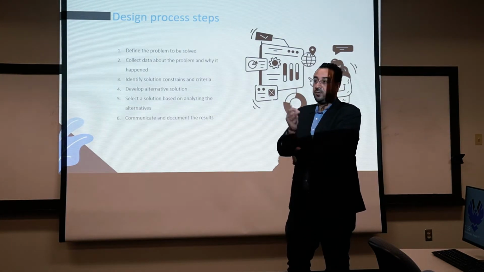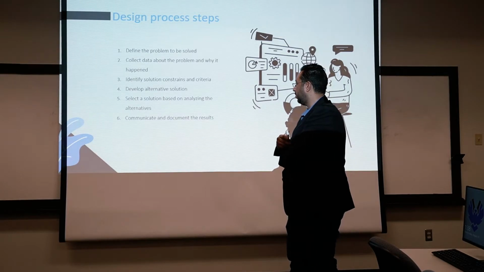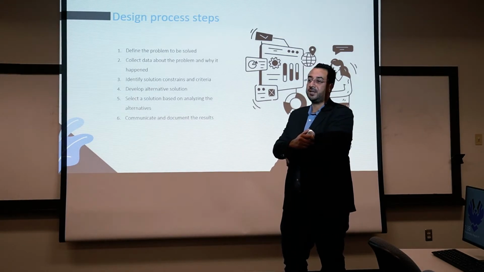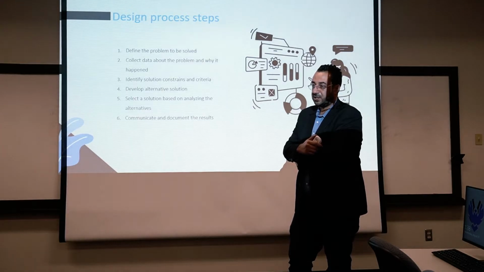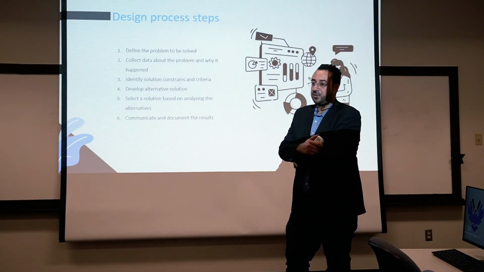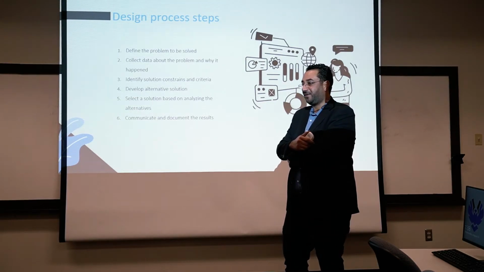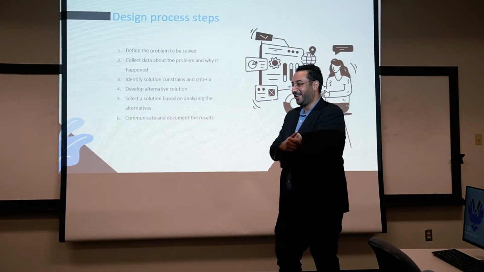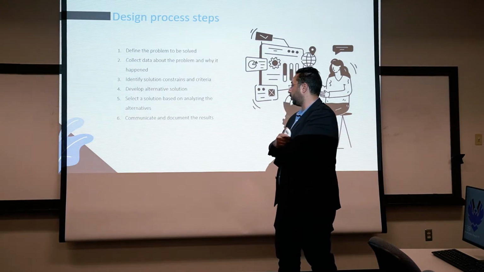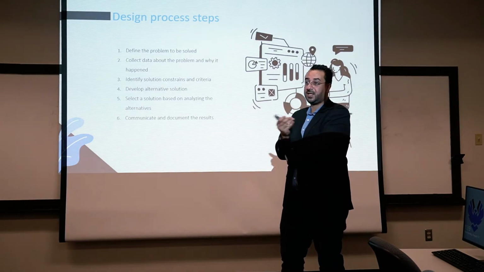Now we want to select which solution we should go with after analyzing our alternatives. Now, should we change the tire supplier, or should we tell the driver not ever to go above 75 miles per hour? Change the supplier. Maybe, yeah. So at the end, you communicate and you document your results.